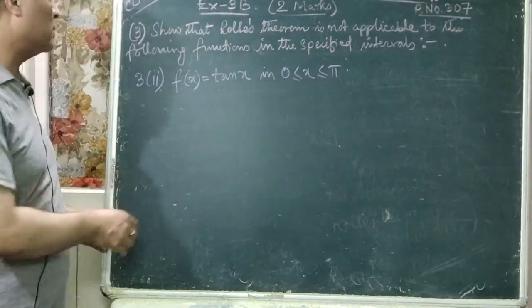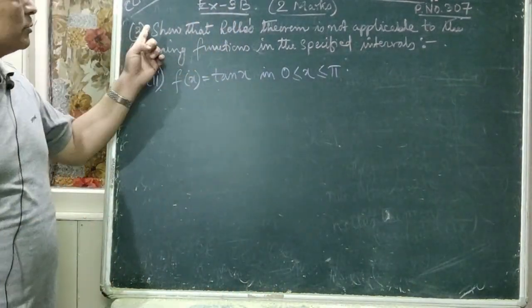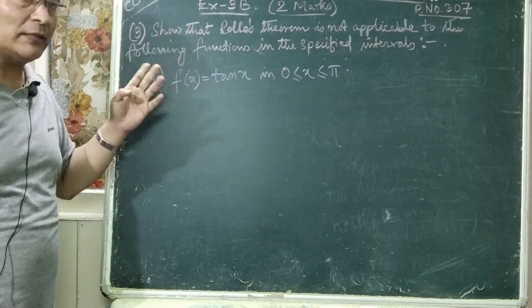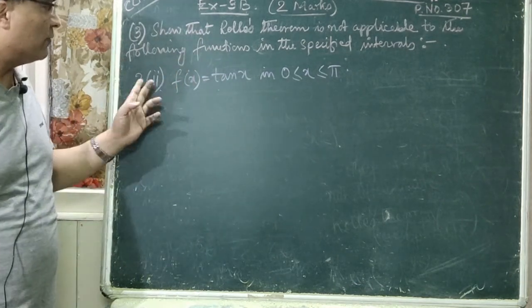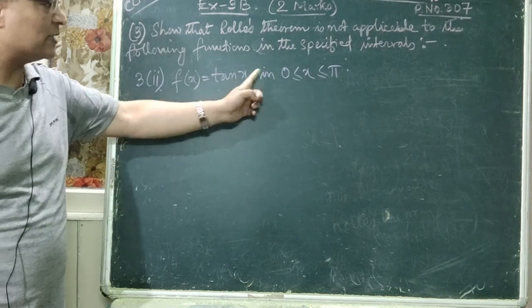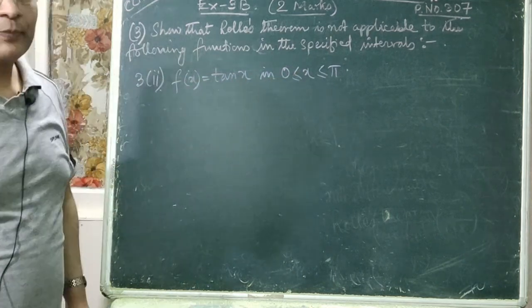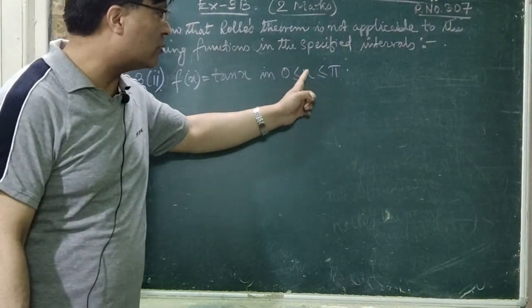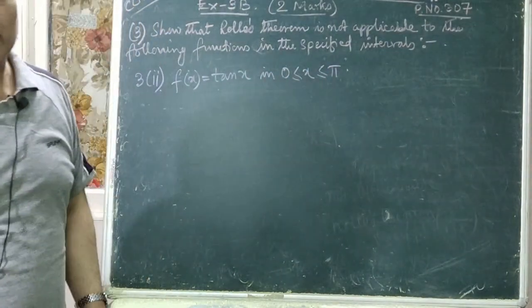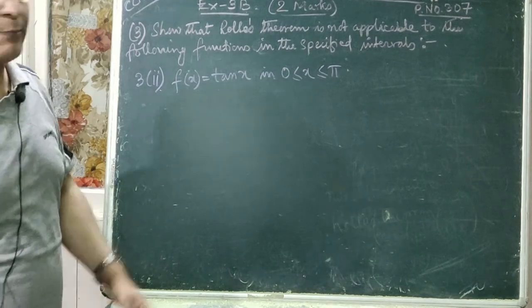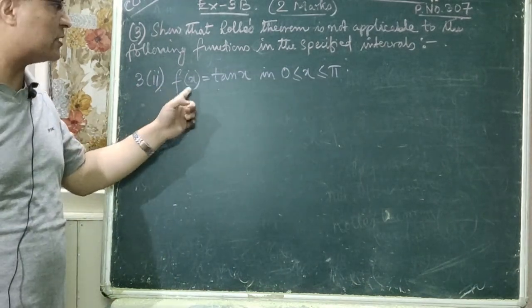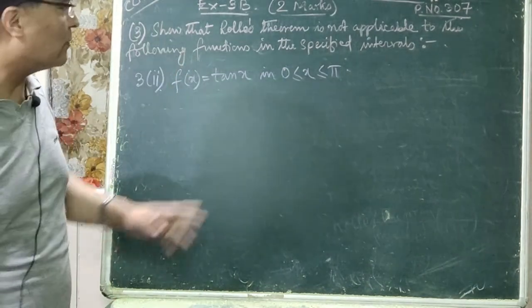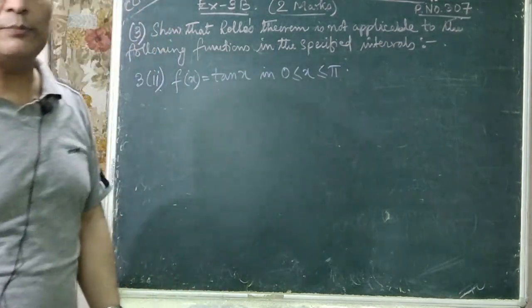Now we'll do question number 3, number 2. You have to show that Rolle's theorem is not applicable to this function also. The given function is f of x is equal to tan x in the closed interval 0 less than or equal to x less than or equal to pi. That is, Rolle's theorem is not applicable to this function f of x is equal to tan x in the closed interval 0 less than or equal to x less than or equal to pi.